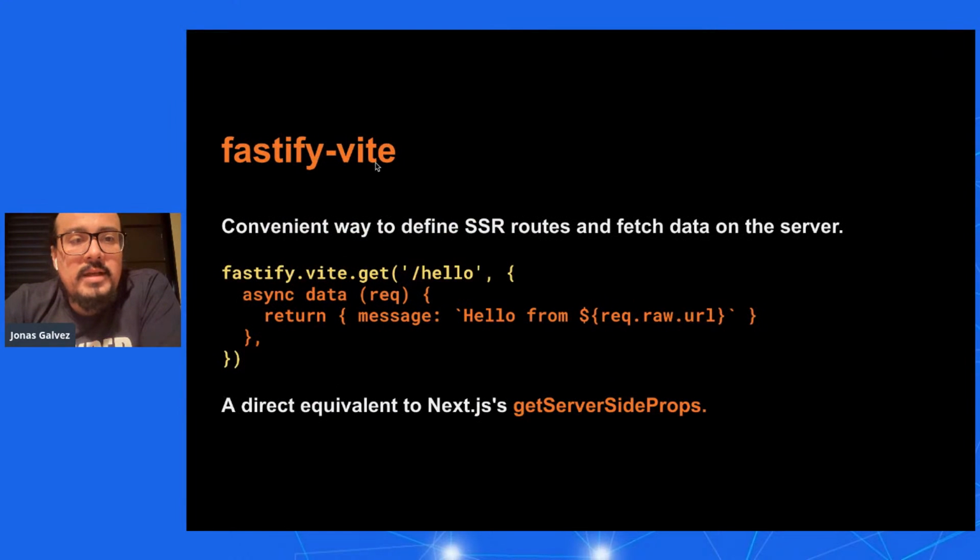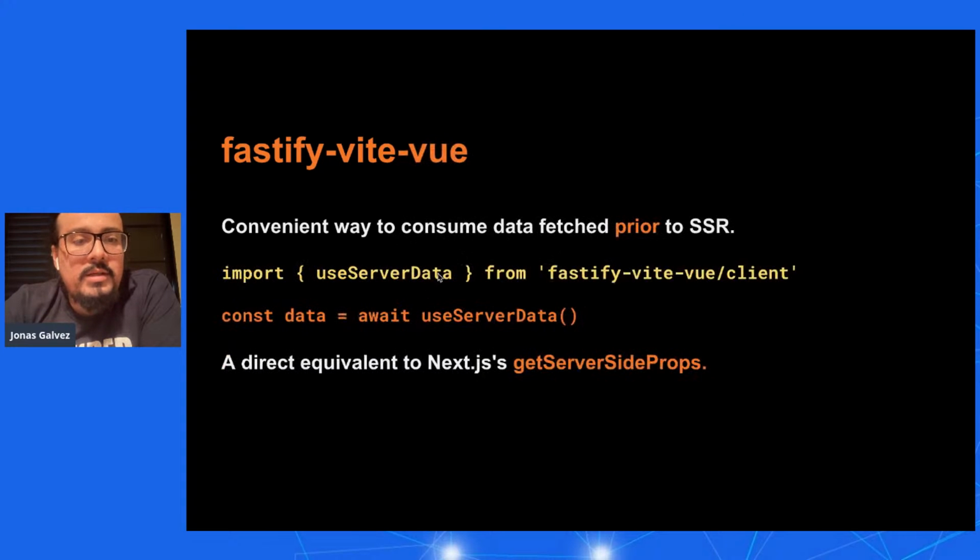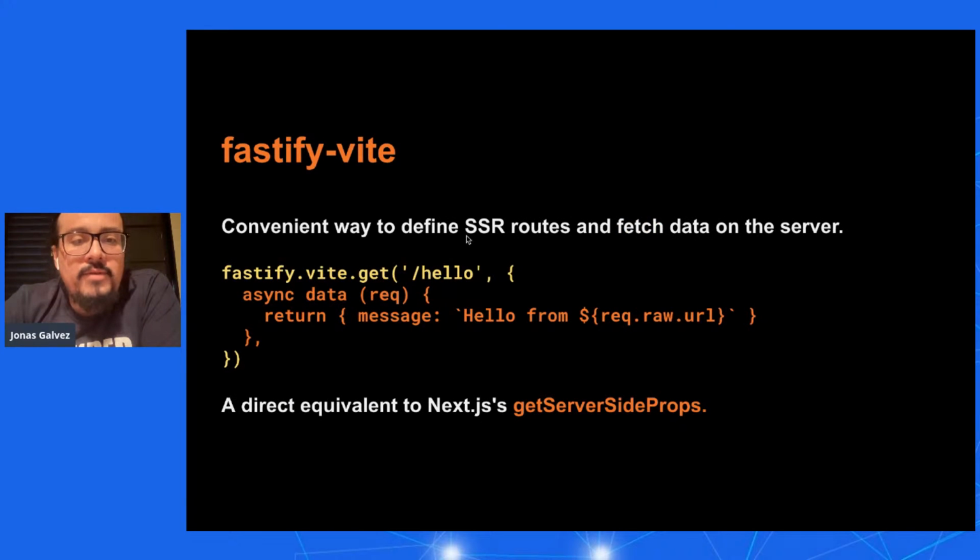So Fastify Vite is glue code, a Fastify plugin that connects Vite to Fastify, and it provides a convenient way to define SSR routes and fetch data on the server. So in here we have a definition where we're saying, okay, this route is supposed to be rendered by Vite, and in this case Vue SSR. And we're also able to set an option here where we say that it needs this data to be available for the rendering. So it's a direct equivalent to Next.js getServerSideProps.